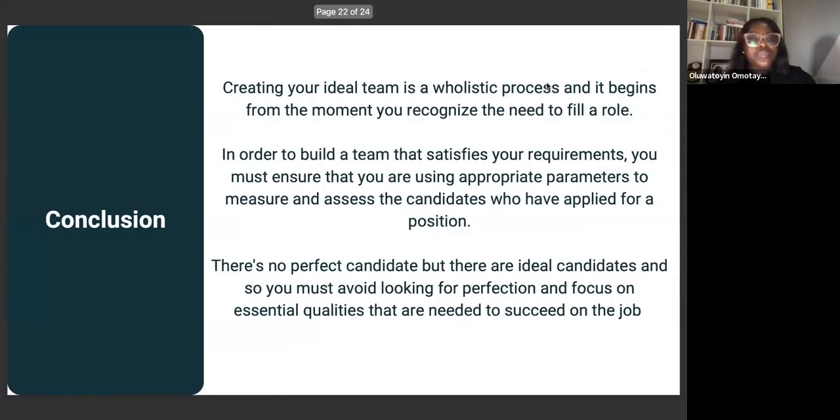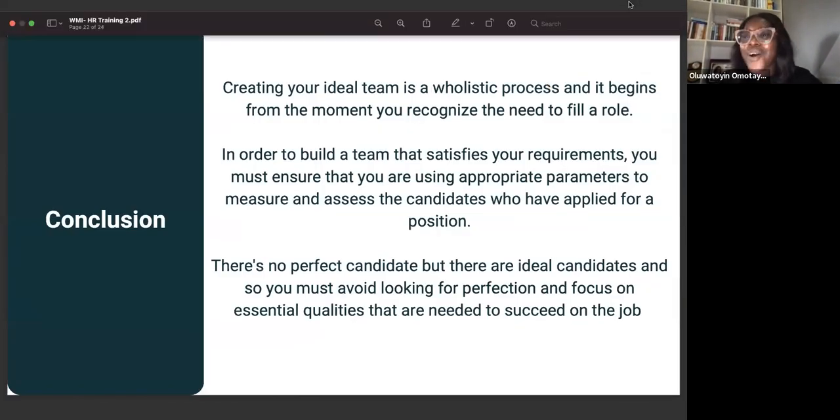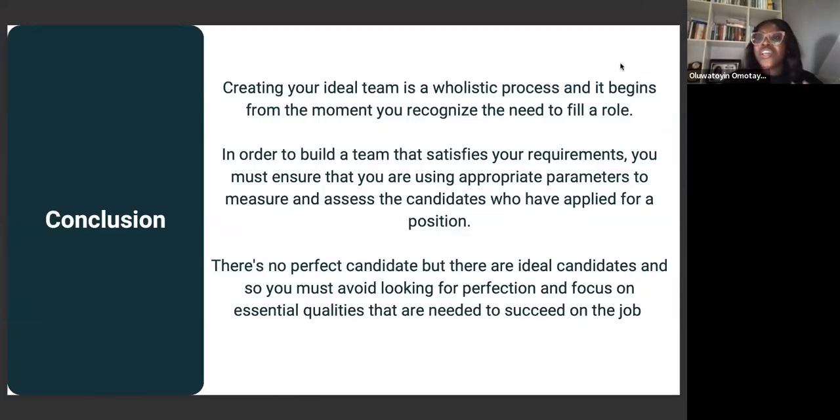Okay. All right, as we round up so that we can take questions, we already talked about how you can create your ideal team. And remember, it's a holistic process. And this begins from the moment you realize that there's a need to fill this role. So from the moment you identify a vacancy, recruitment starts from there. Creating your team starts from there. It goes from what you want the person to do, the vision you want to achieve, the competencies you need, the culture fit of the person.